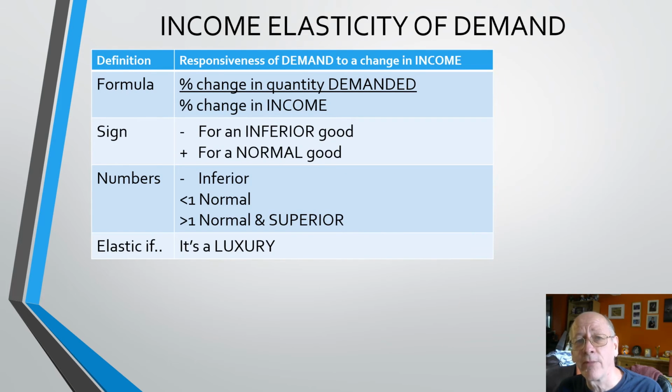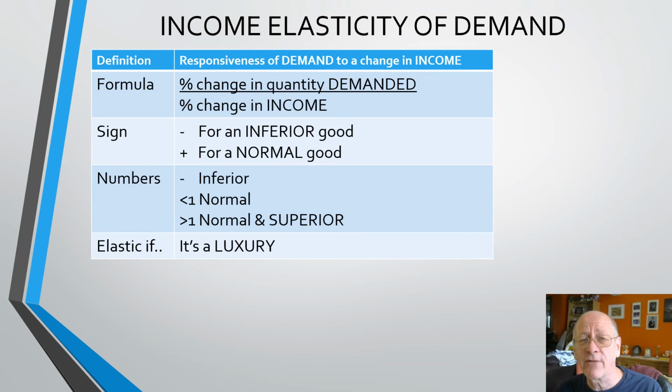Income elasticity of demand formula: percentage change in quantity demanded divided by percentage change in income. Now the sign for income elasticity is important. If you get a minus answer, then you're looking at an inferior good, one where when your income goes up, you buy less of it. So for example, in a few years' time, you're likely to have cars, so your demand for bus travel could well fall. If you get a plus sign, however, it's a normal good.